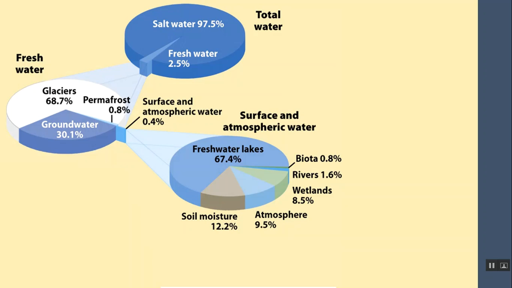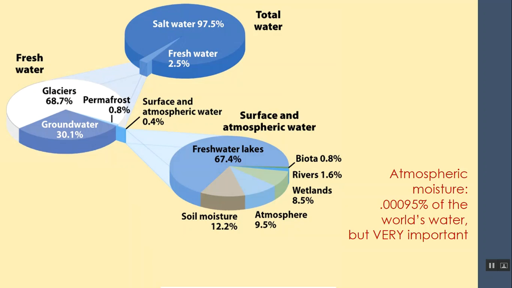You don't have to know these numbers. I'm just trying to give you an idea of how small an amount of water that is. So atmospheric moisture only makes up 0.0095% of the world's water, but it's extraordinarily important.